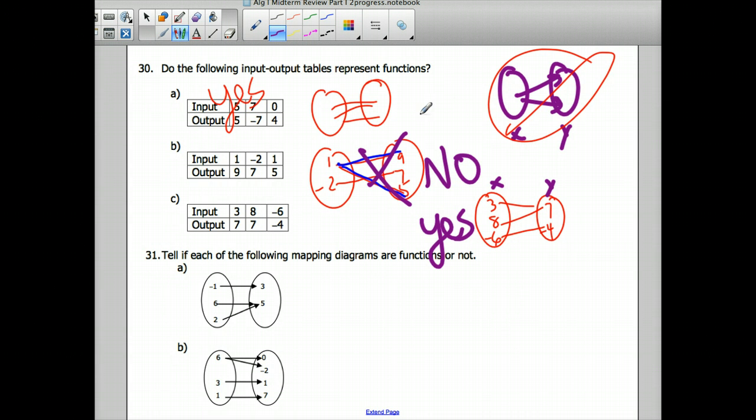Based on this discussion, it should be pretty clear that this is not a function. This is a function, and then this is not a function.